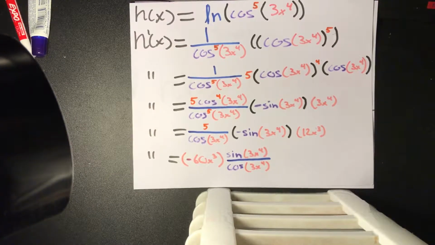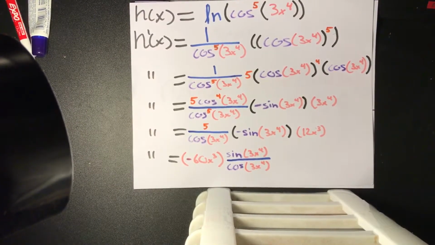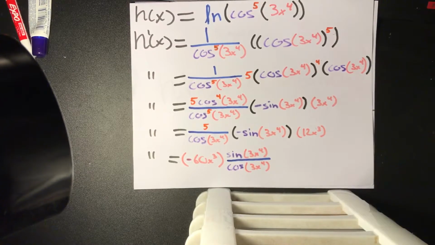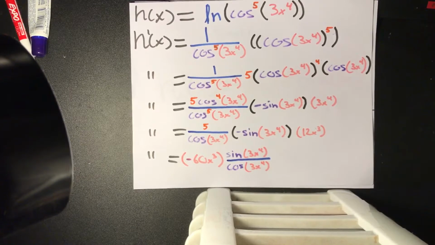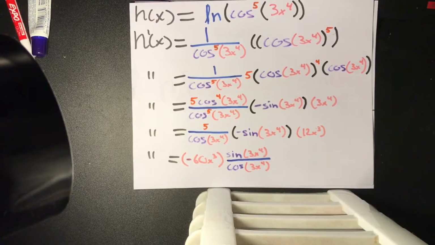First, we find the derivative of the first layer since it is the very outside layer, and the derivative of natural log is 1 over x. So we would put 1 over the inside function, so cosine to the fifth of 3x to the fourth, times cosine of 3x to the fourth to the fifth, since cosine to the fifth times 3x to the fourth is the same thing as cosine of 3x to the fourth, to the fifth.